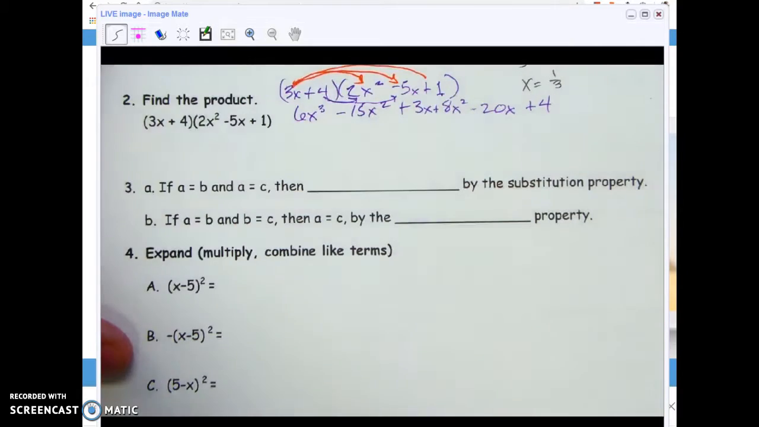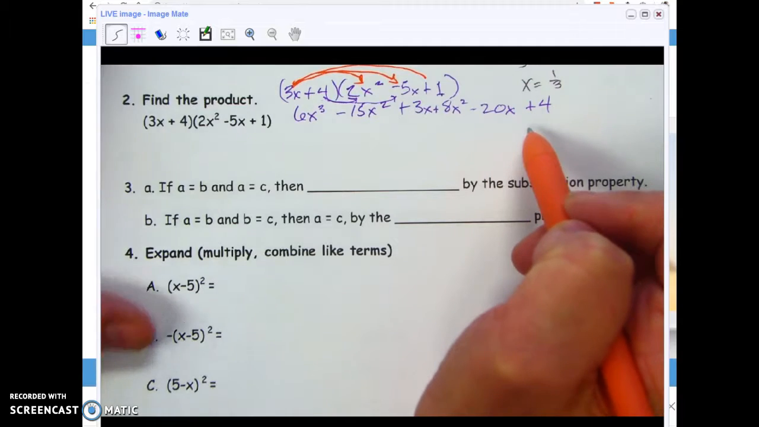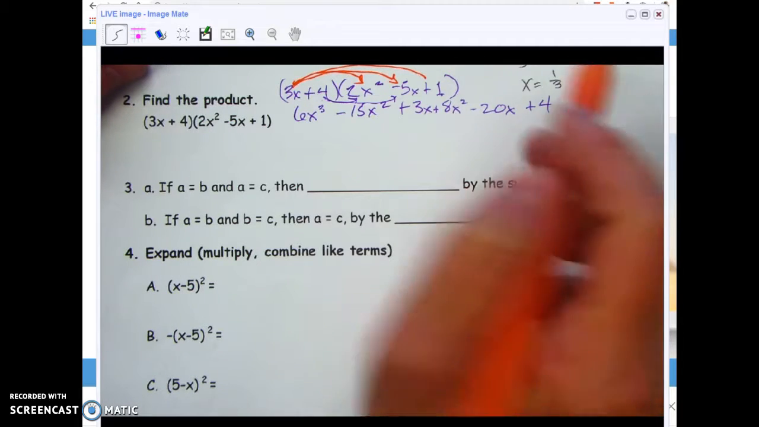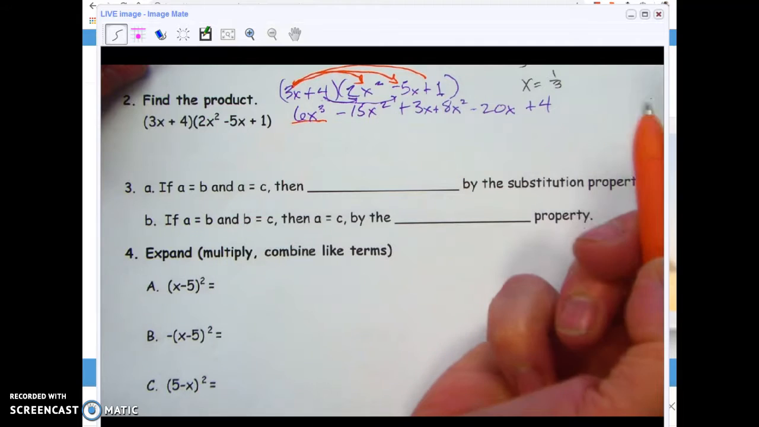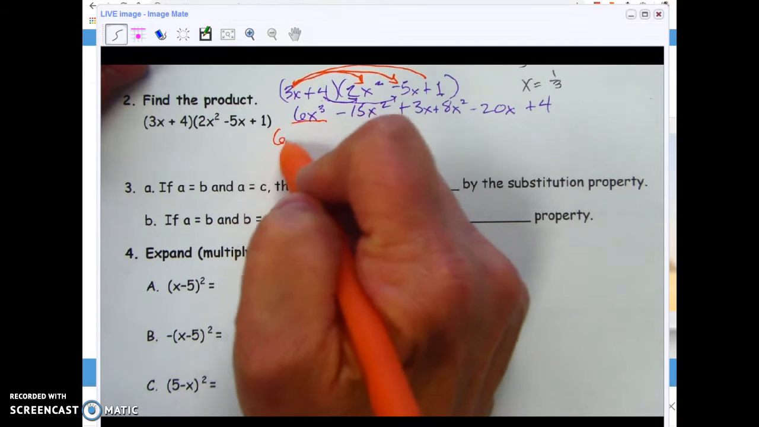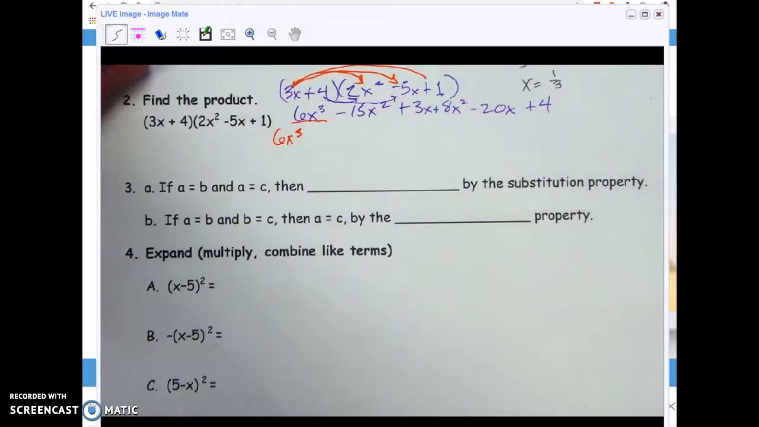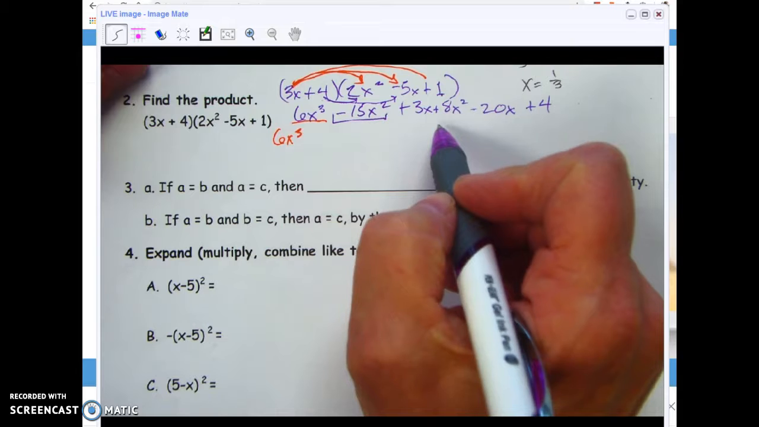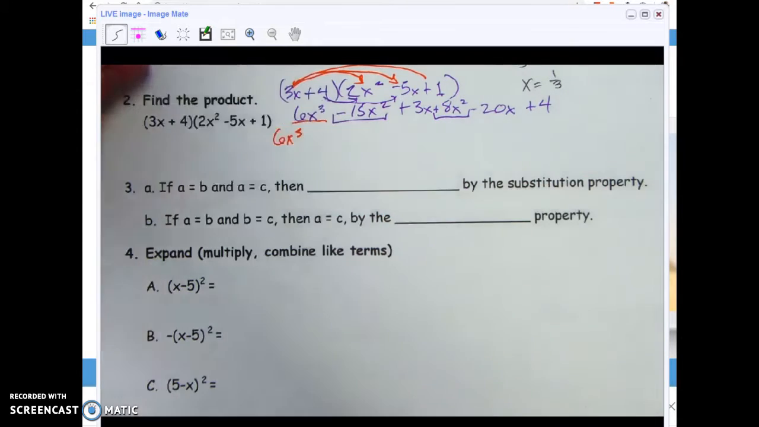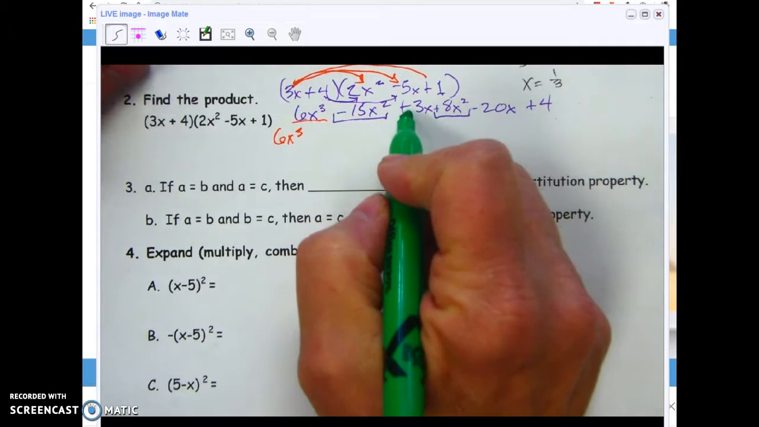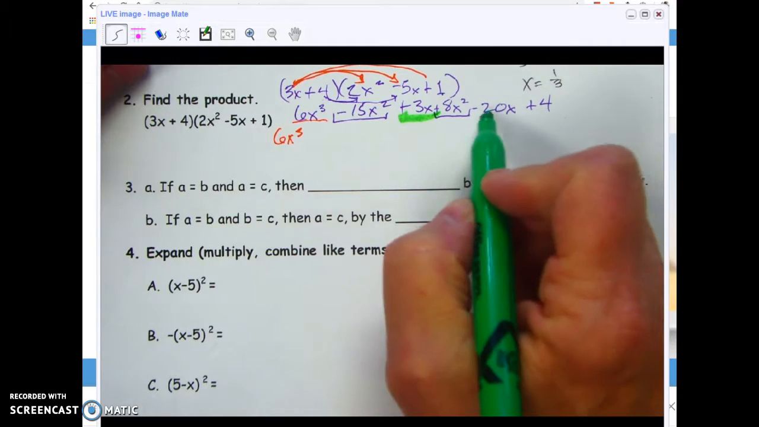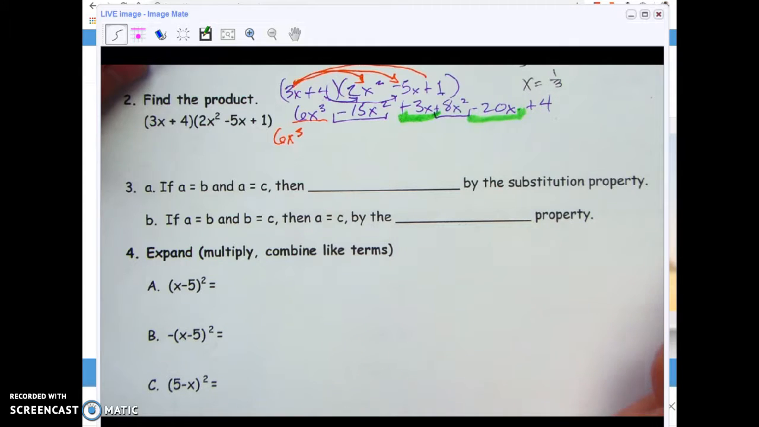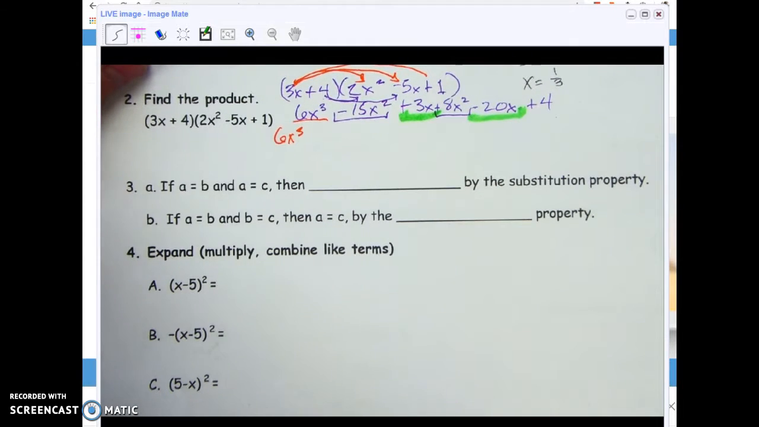plus 4. Okay, now I have to put all the terms together that are like terms. So this 6x to the third is by itself. There are no more of those, so I'll just write that one down. And then I want to combine my negative 15x squared with my 8x squared. Then I'm also going to put the 3x with the negative 20x. And we've got the 4 by itself.